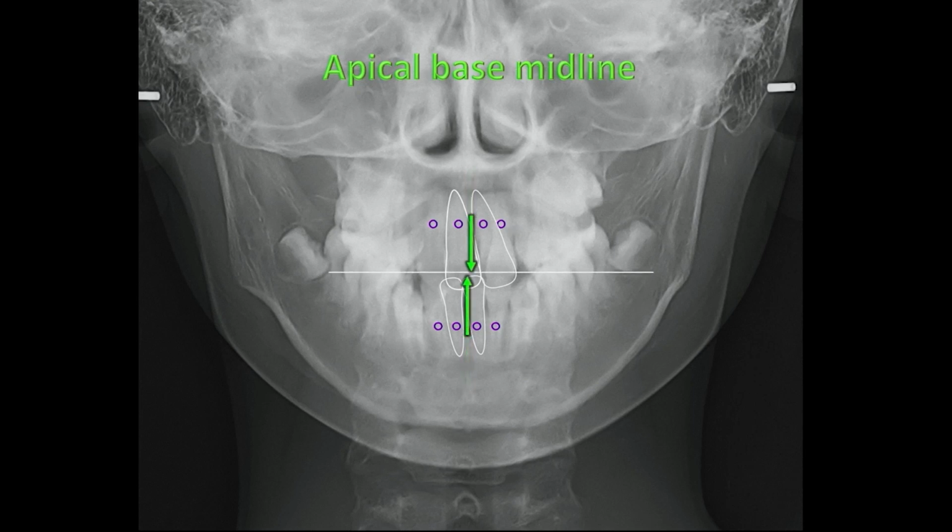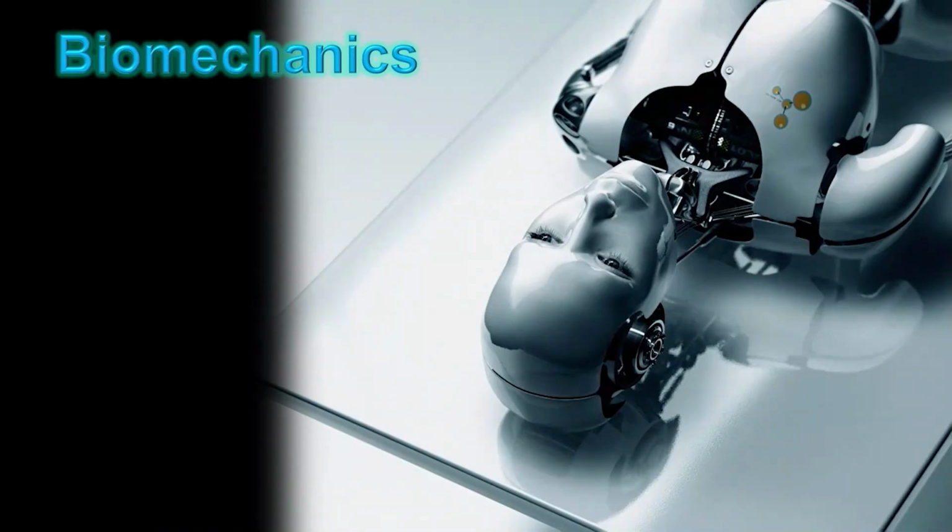The vertical projection to the occlusal plane reveals the deviation of the apical base to the upper and lower arches. This midline is closely related to the skeletal midline because when the teeth spontaneously migrate, the location of the center of resistance remains relatively stable. There is a close relationship between diagnosis and biomechanics, especially in the correction of midline.